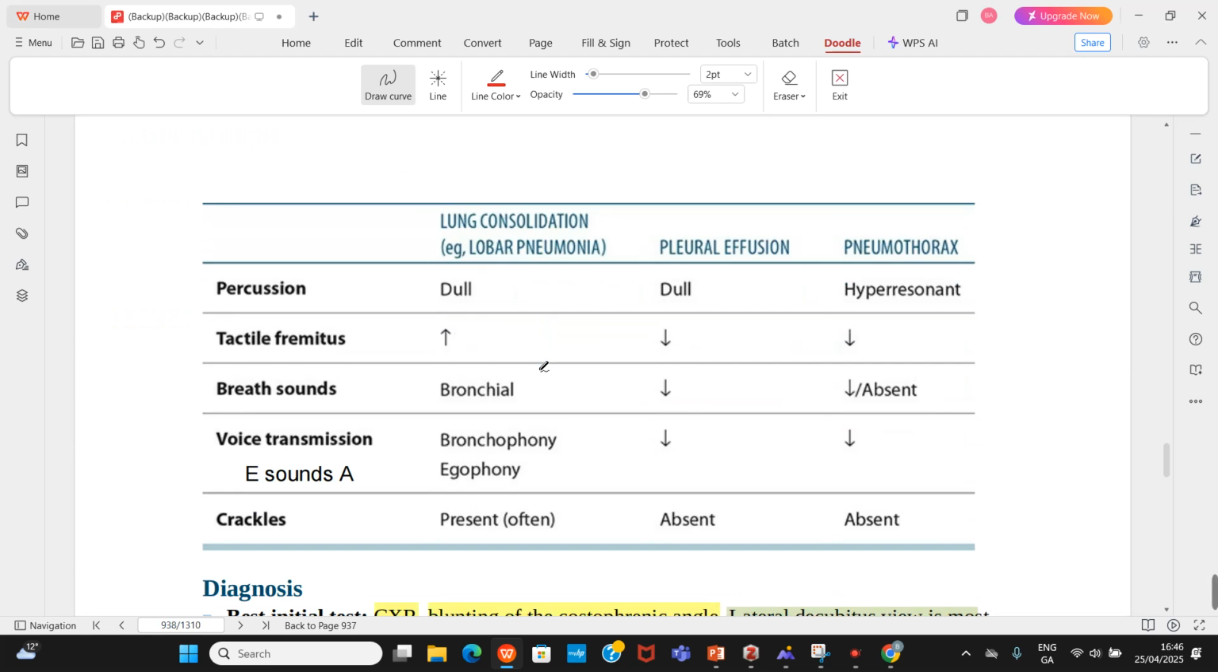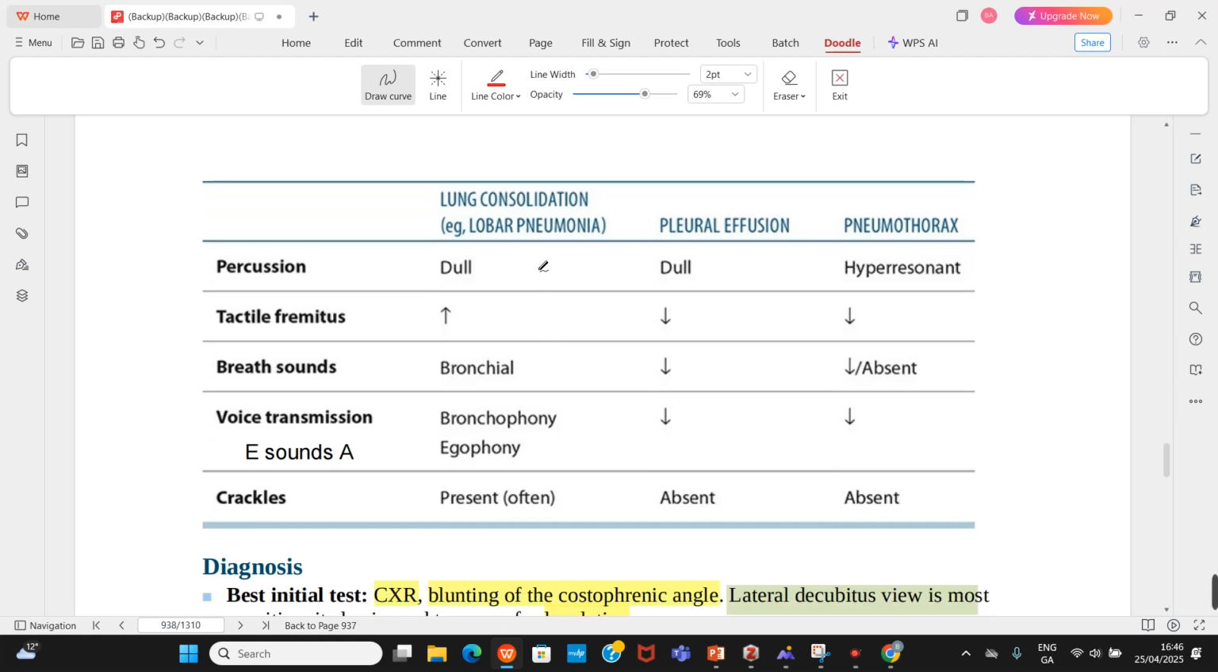So this is just a table showing the potential examination findings for different lung pathologies. If you have somebody that has pneumonia with lung consolidation, if you percuss, it will be dull. If there's fluid there, it will be dull. If there's air, pneumothorax is going to be hyperresonant. Tactile fremitus will have high conduction if it's consolidation. Consolidated tissue can easily transmit sounds. So tactile fremitus is high, but in other lung pathologies, it will be low. It is only in lung consolidation that tactile fremitus is increased. We should not forget that.